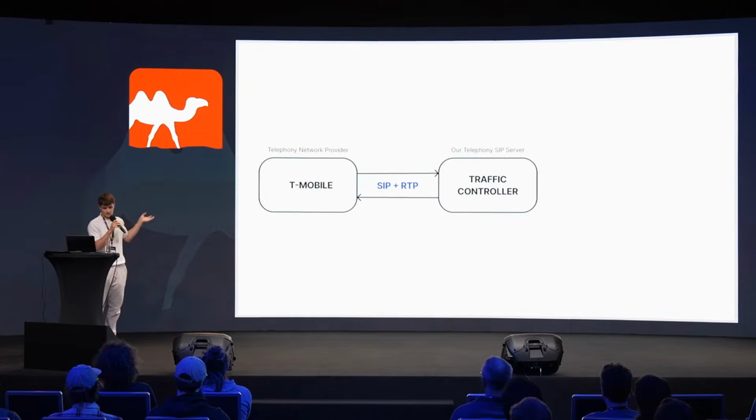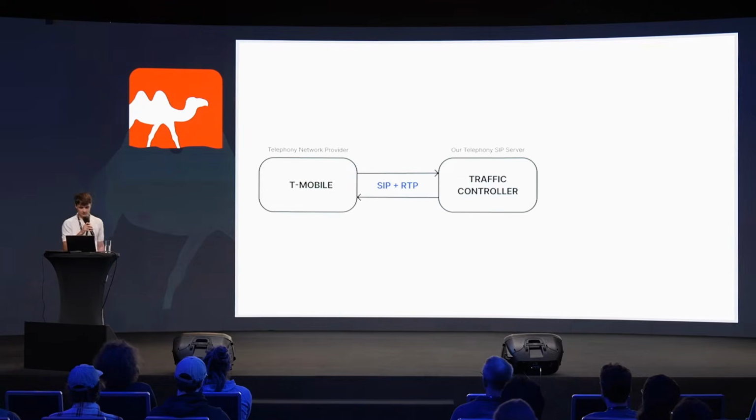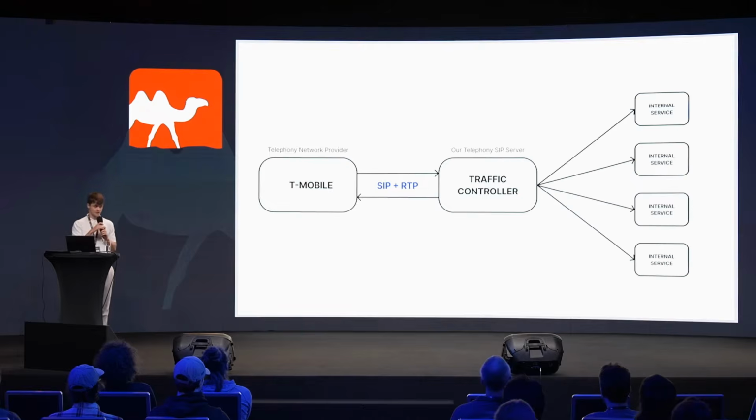Just for context, SIP is a transactional protocol for exchanging metadata in a telephone call, and RTP is the most basic protocol on earth for real-time audio. And those go to some internal services where all of the AI happens, and these are connected with gRPC, which I'm going to talk about today.